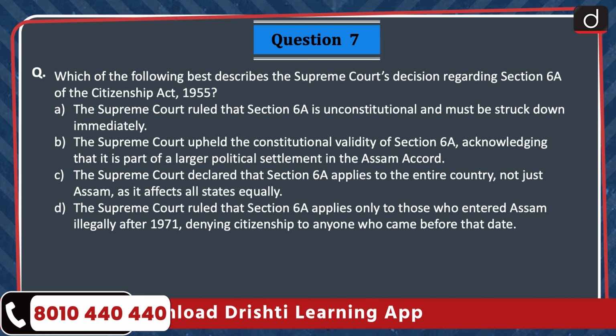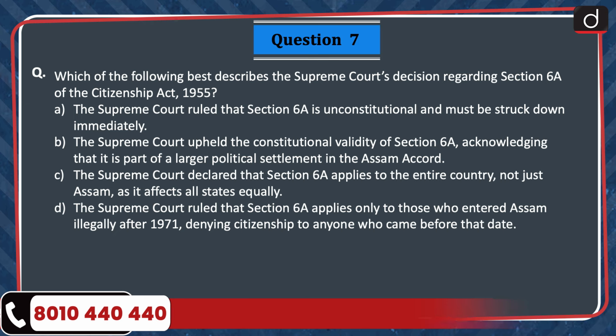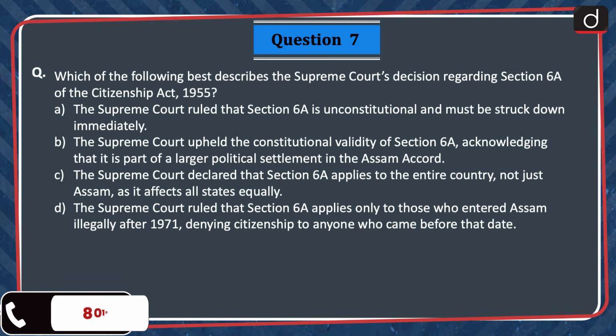Or the Supreme Court ruled that Section 6A applies only to those who entered Assam illegally after 1971, denying citizenship to anyone who came before that date. The correct answer is option B.